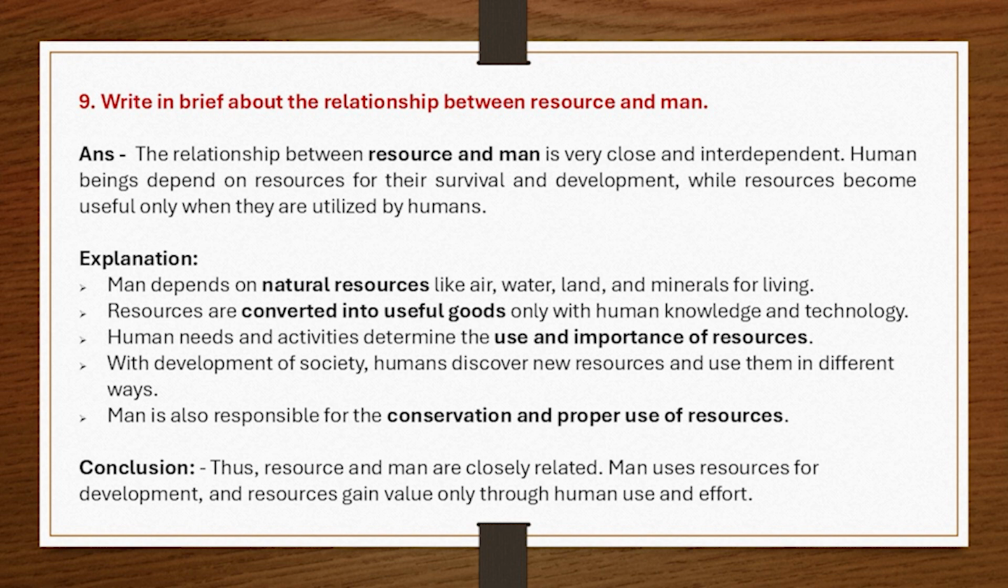Resources are converted into useful goods only with human knowledge and technology. Human needs and activities determine the use and importance of resources. With development of society, humans discover new resources and use them in different ways. Man is also responsible for the conservation and proper use of resources. Conclusion, thus, resource and man are closely related. Man uses resources for development, and resources gain value only through human use and effort.